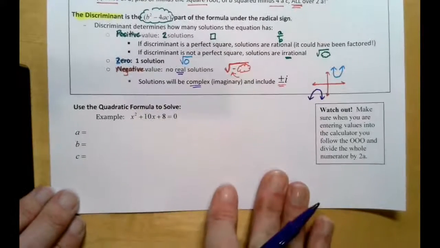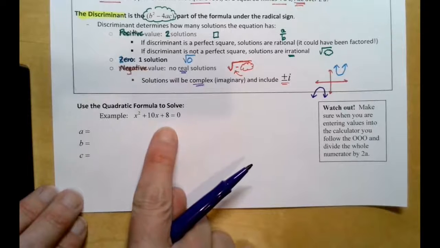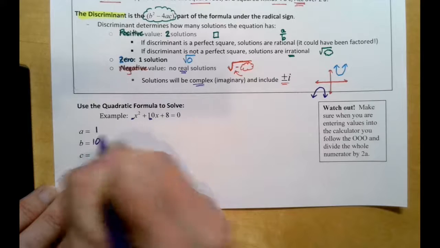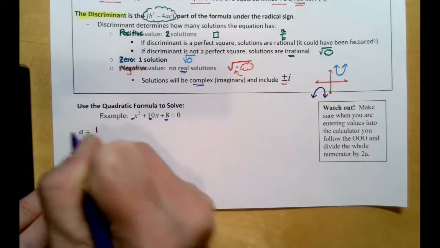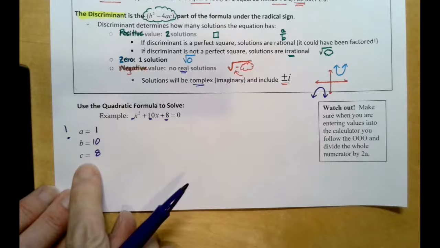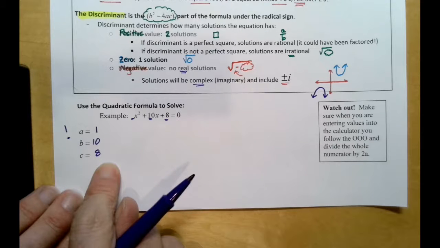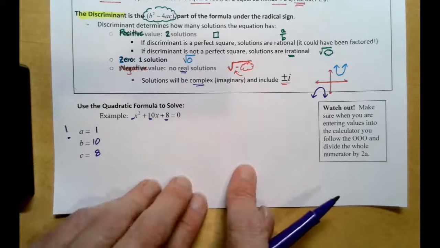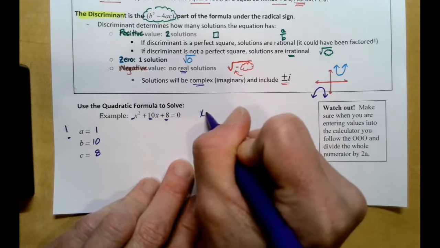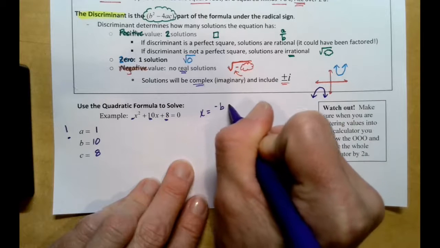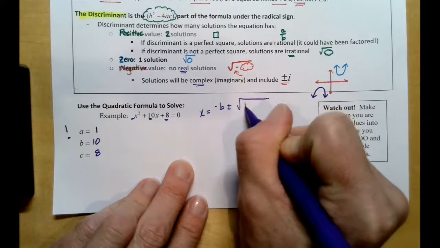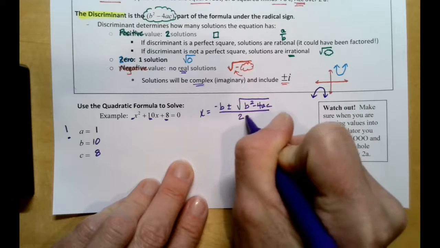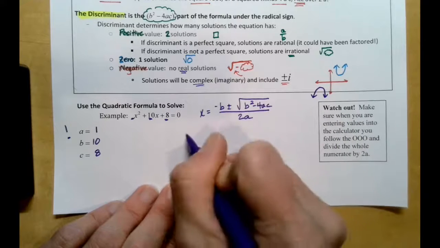Let's do one together. If I look at this quadratic equation, my a is 1, my b is 10, and my c is 8. Please make sure you take the time to do this. Write down what each a, b, and c value is, because that's going to help you get everything into the right position in the formula. If I have all my values, x is equal to the opposite of b, plus or minus the square root of b squared minus 4ac, all over 2a. Let's go ahead and plug in our values.